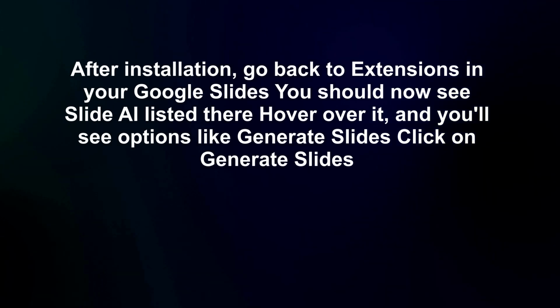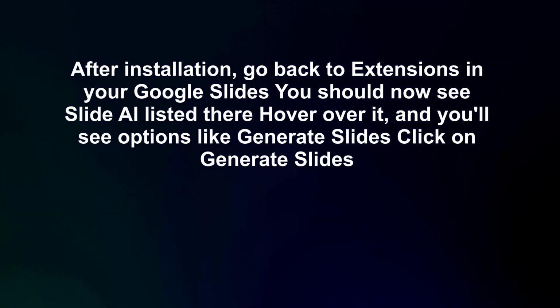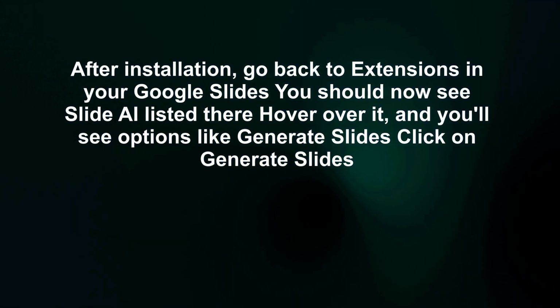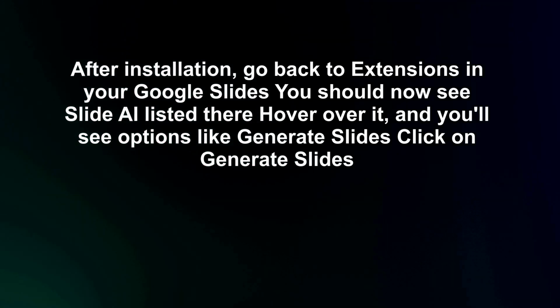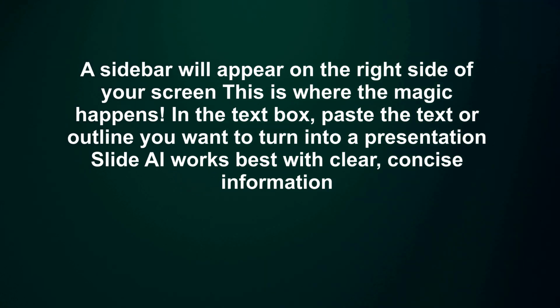After installation, go back to Extensions in your Google Slides. You should now see SlideAI listed there. Hover over it, and you'll see options like Generate Slides. Click on Generate Slides. A sidebar will appear on the right side of your screen. This is where the magic happens.